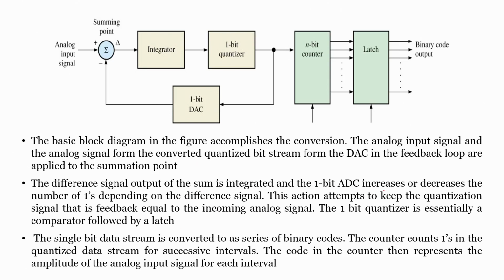So, this is what is written over here, and the difference signal, the output of the sum, is integrated, and the 1 bit DAC increases or decreases the number of ones depending on the difference signal. This action attempts to keep the quantized signal, that is the feedback, equal to the incoming analog signal. The single bit data stream is converted to a series of binary codes. The counter counts ones in the quantized data stream and the code in the counter represents the amplitude of the analog signal for each interval.